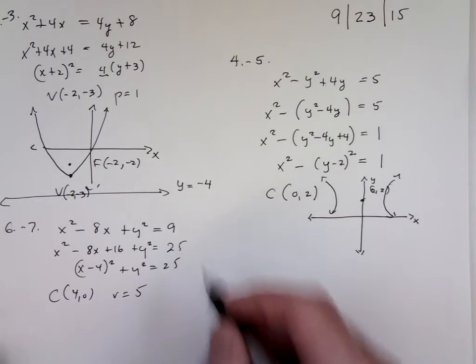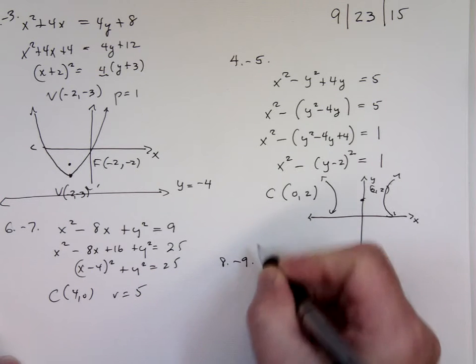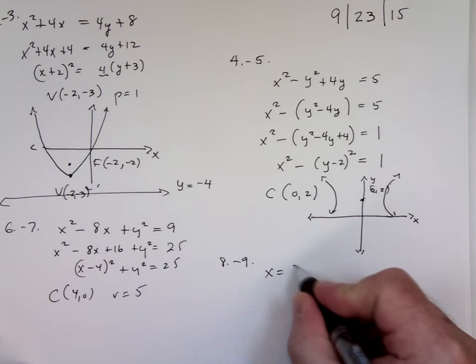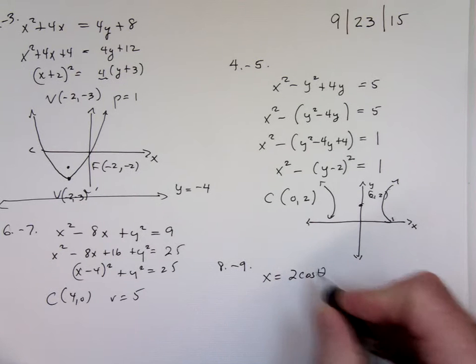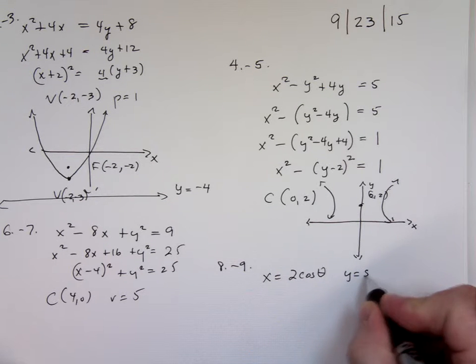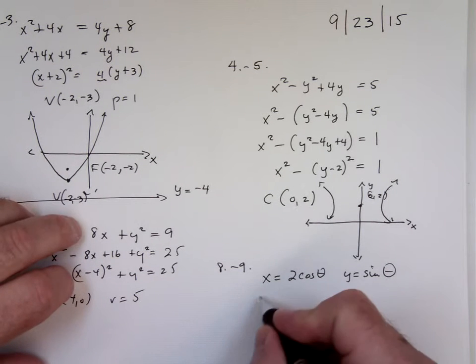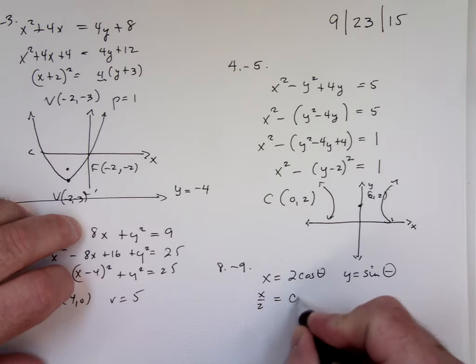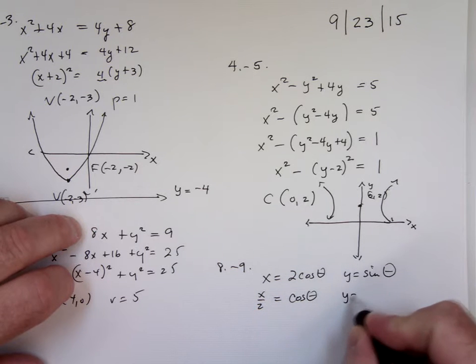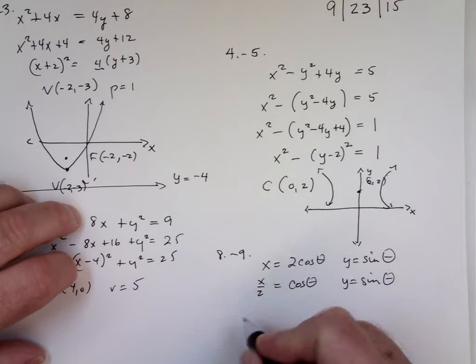8 and 9. Given x equals 2 cosine, y equals sine. We want orientation, and we want to solve it in rectangular form. Actually, I'm going to put it in rectangular form first, so I know what the thing looks like. I'm going to divide both sides by 2 here. I'm going to square both sides.